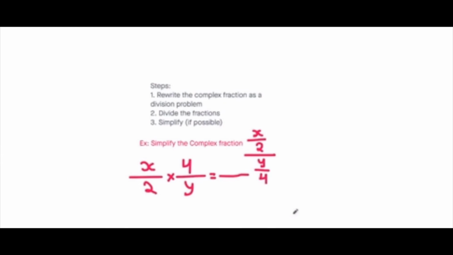This is another example. Step 1 says to rewrite the complex fraction as a division problem. Step 2 says to divide the fractions, and step 3 says to simplify if possible. So here we have x over 2 over y over 4. So here we write x over 2 times the reciprocal of y over 4. So that would be 4 over y. And here we can simplify 2 and 4 because 4 divided by 2 is 2. So then we can multiply normally, and we would get 2x over y.